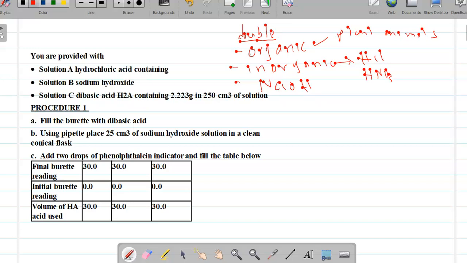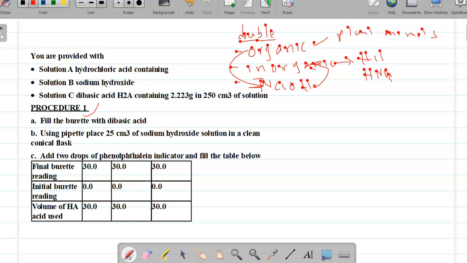In the first place, you react the organic acid and the base. Then you fill the first table. This is called procedure 1. Then after that you do the calculation. Next, you take the base again and react it with the inorganic acid. Then you do the second calculation and fill the second table, and that's procedure 2. That's why it is called double titration: you are titrating a base with two different acids, organic acid and inorganic acid.